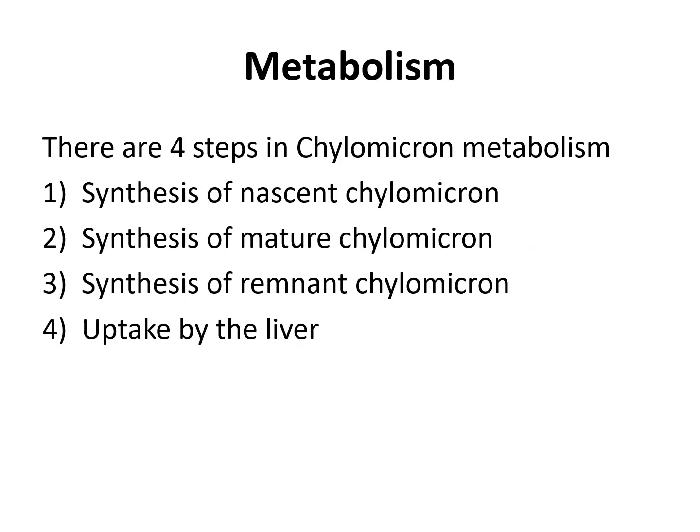Now metabolism of chylomicron. There are 4 steps in chylomicron metabolism. First is synthesis of nascent chylomicron. Nascent means newly synthesized. Then synthesis of mature chylomicron, as this nascent chylomicron will be converted to mature chylomicron. Then the third step is synthesis of remnant chylomicron, and then this remnant chylomicron is taken up by the liver. So these are the steps of chylomicron metabolism.